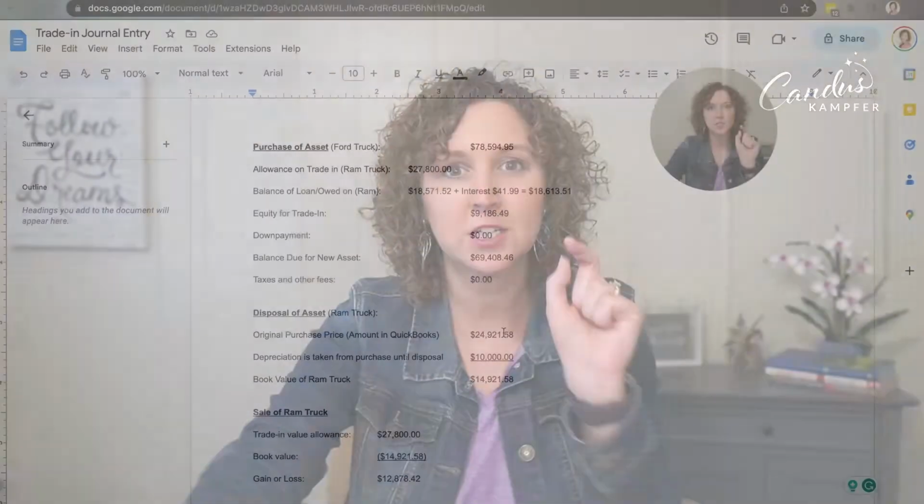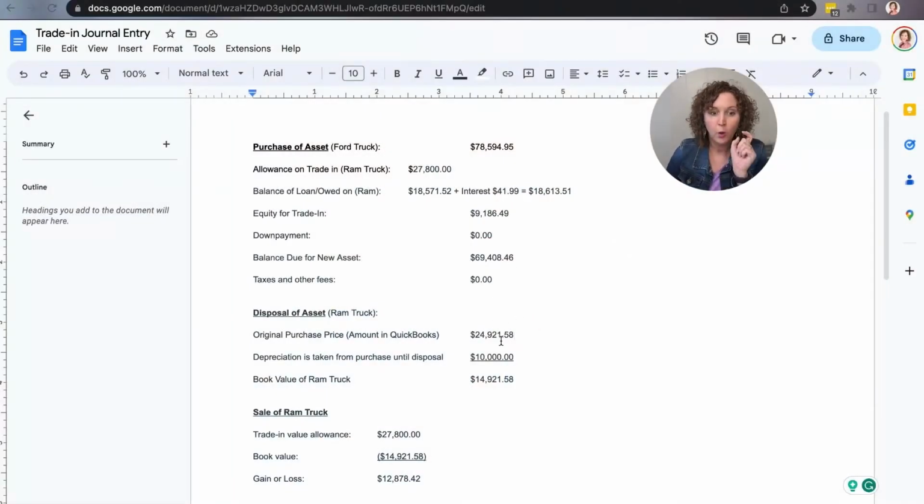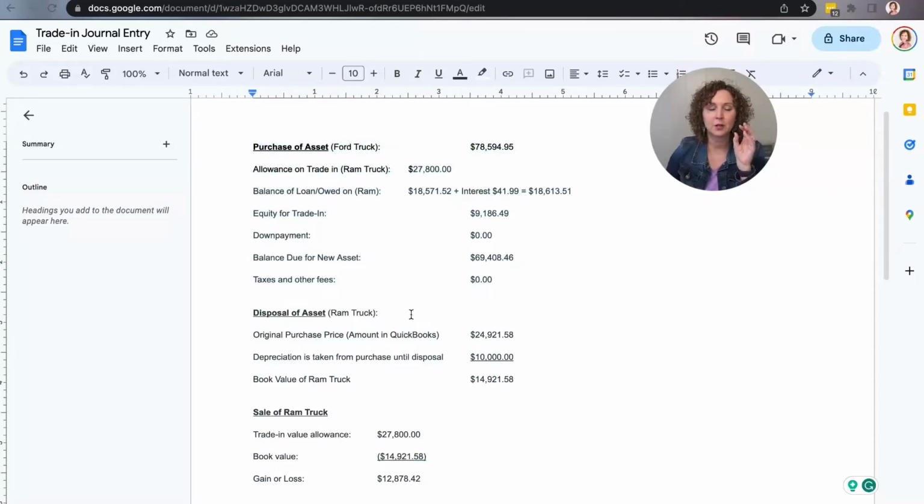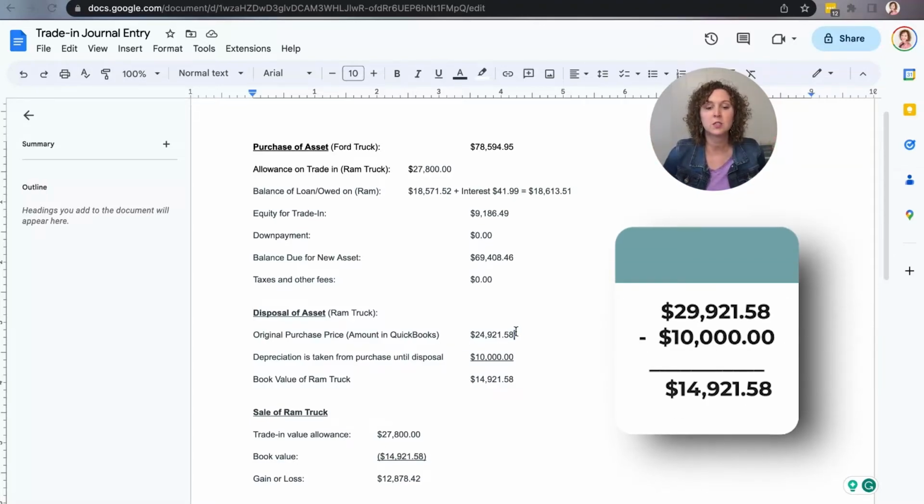All right. So let's jump back over and look at this. When you're in the original purchase, so now we're talking about what we do with purchasing, that's all this section. Now we're going to go back and say, okay, that Ram, how are we going to remove that out of QuickBooks? Because we sold it, we traded it in, we don't need it in QuickBooks any longer. So first we find out what was the total value we have in QuickBooks minus what we've been depreciating on that asset.